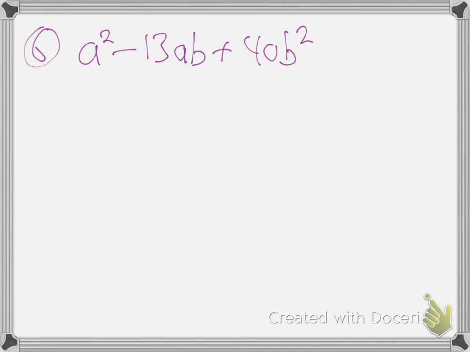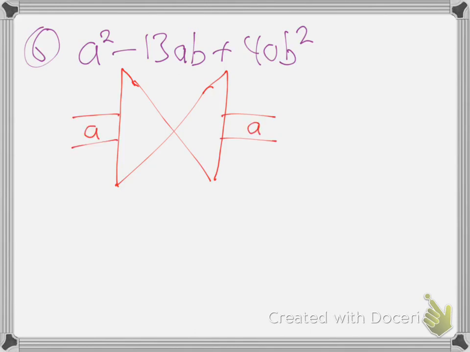We getting it? So first, we're going to bow tie it. We already did the GCF. There is no GCF. And we put A and A. All right, and we say what two numbers multiply to be 40, add to be the middle, add to be minus 13.